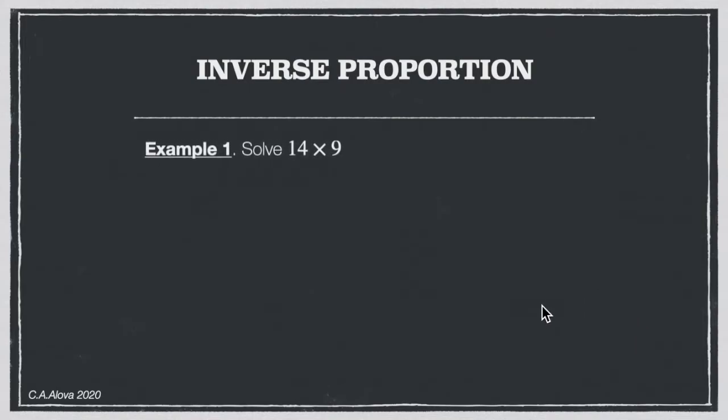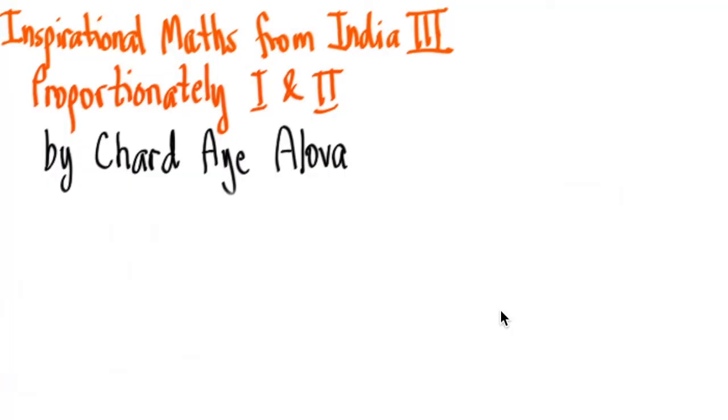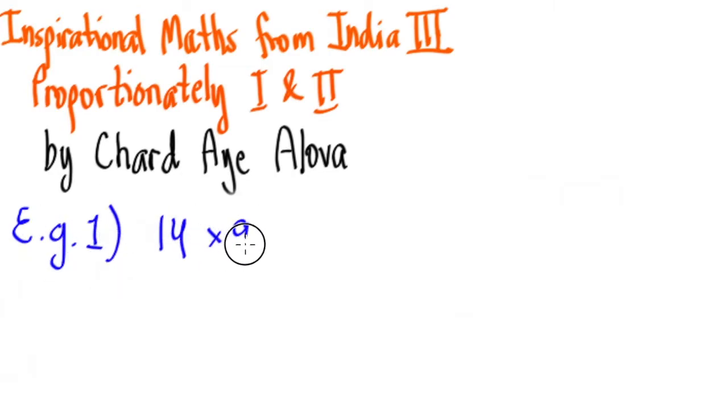So example one: solve 14 times 9. This is fairly straightforward, teachers, but there's a better way to visualize this and answer this problem inside our minds. So 14 times 9. Let's put that there. Example one, what we have is 14 times 9.